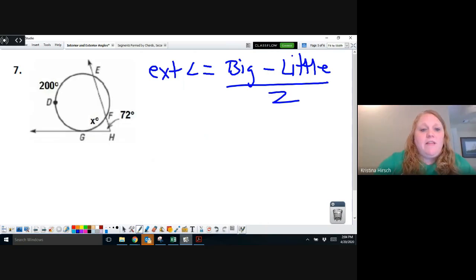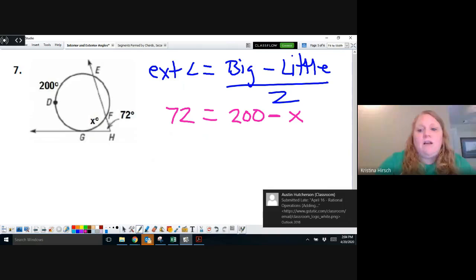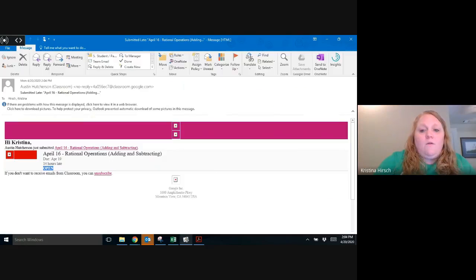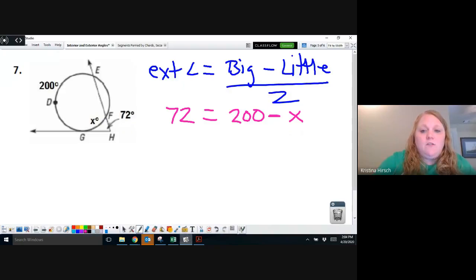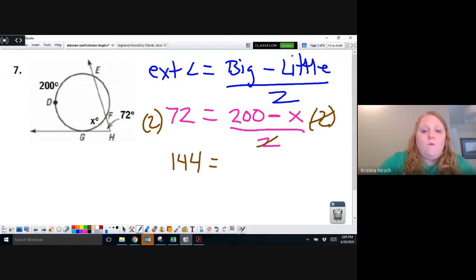So I'm just abbreviating that, and I'm going to fill in what I have. Well, my exterior angle is 72. My big arc is 200 minus the little arc. Well, we don't know it, so we're just going to call it x, and then we're dividing by 2. All right, so I'm filling into my formula. So now I'm going to multiply both sides by 2 because I need to get rid of this denominator. So that would be 144 equals 200 minus x.